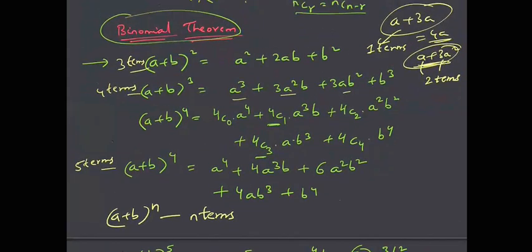So why is it so? Because the terms start with a power 4 and then go till a power 0. So all the terms are there with a power 4, a cube, a square, a power 1, a power 0. So the number of terms is 4 plus 1, that is 5.